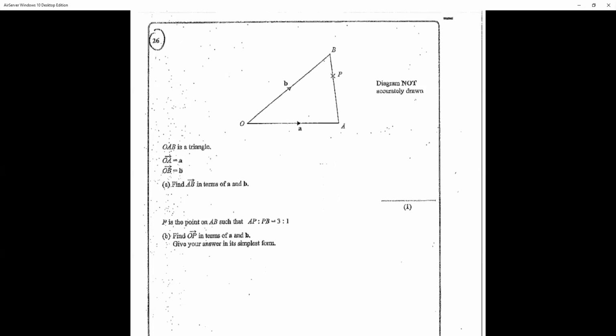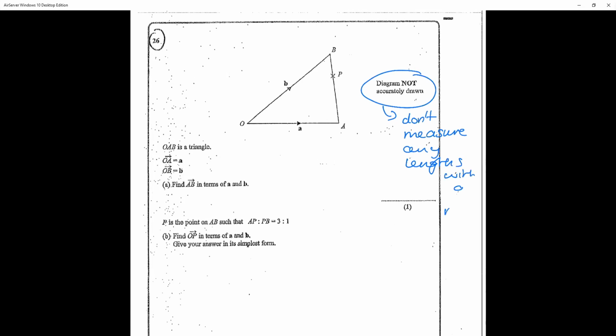Okay, lovely. Question number 26. Okay, Layla, join me, please. Right, read. So what does this notice here mean? It means don't label it and you don't measure. Don't measure any lengths with the ruler. So nothing has to be measured at all, not allowed to. Okay, read the question to me, please.